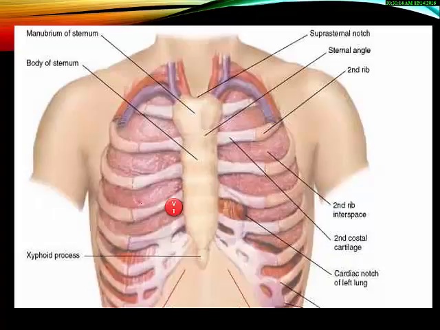Here's how they look: V1, V2, place V4, 3 goes in the middle, place V6, and then V5 goes in the middle. So that's your placement for your V leads, and those are the colors that they use.